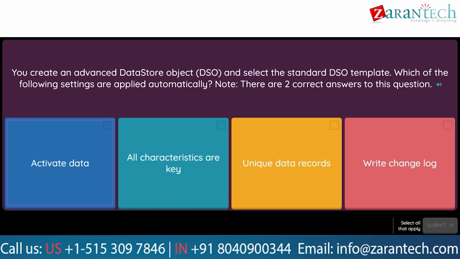Option 1, activate data. Option 2, all characteristics are key. Option 3, unique data records. Option 4, write change log.